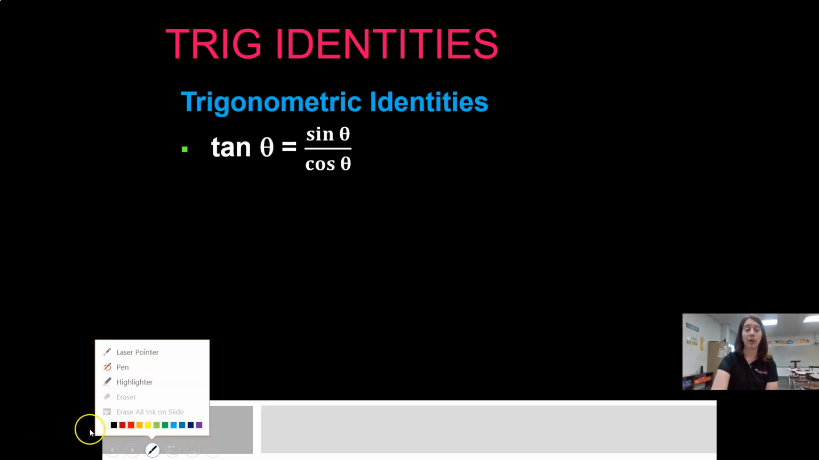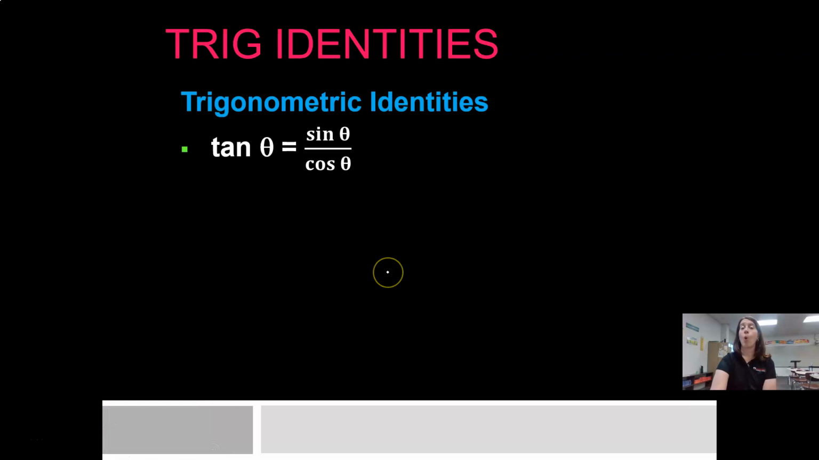Just to show you real quickly why that is the case: what was our definition of sine? The definition of sine was opposite over hypotenuse. I'm just going to say O over H. Well, that's all over the cosine ratio. What was the cosine ratio that we learned? Remember our SOHCAHTOA. The cosine ratio was adjacent over hypotenuse.